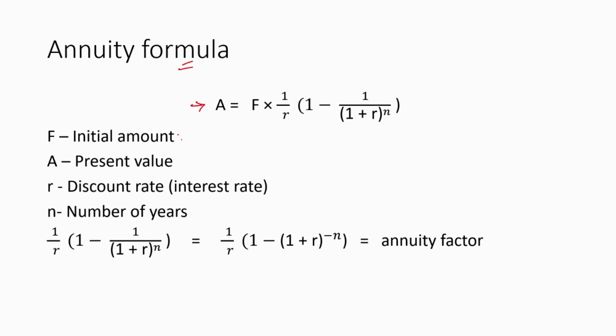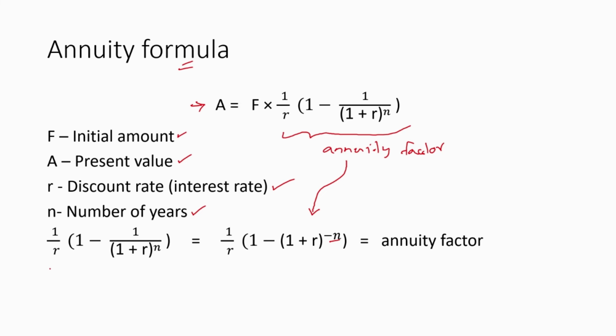Capital F is the initial amount. This will be the same amount over the years. Capital A is the present value. This is the annuity present value. Simple R is same as before, the discount rate, and simple N is the number of years. This part of the equation is the annuity factor, which can be identified as this.